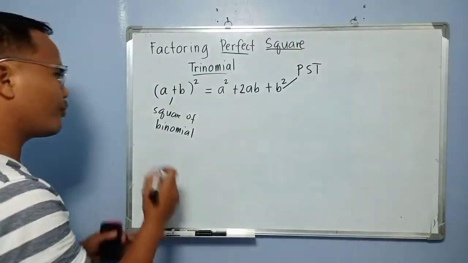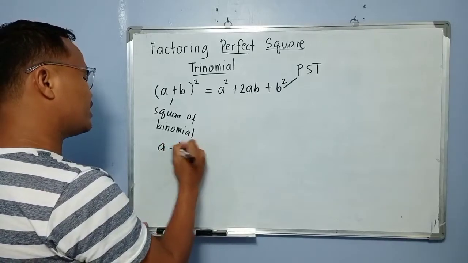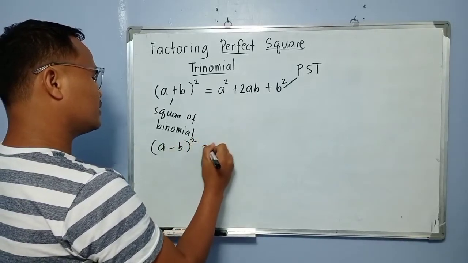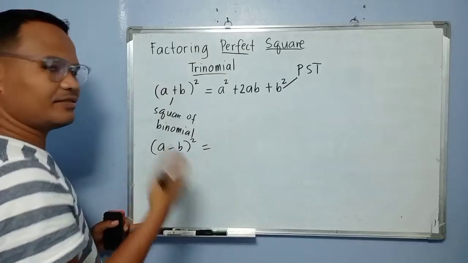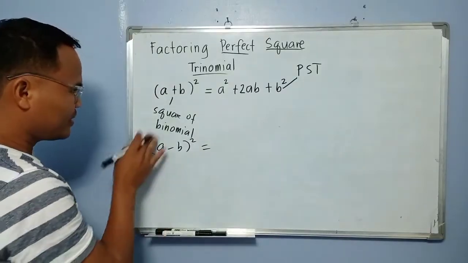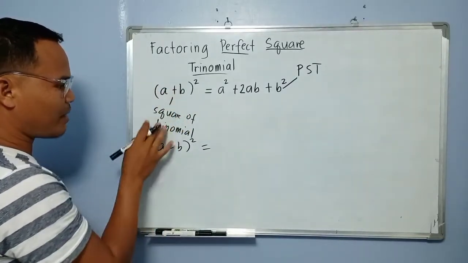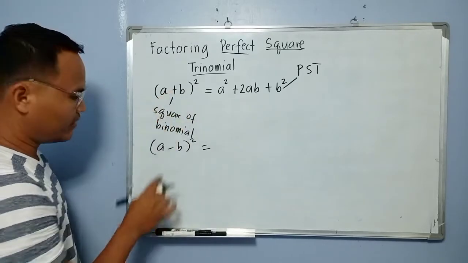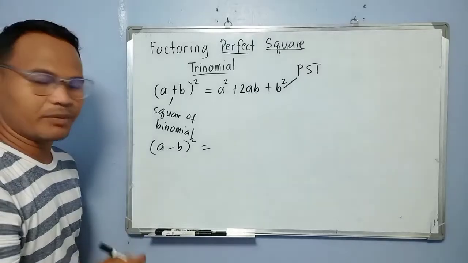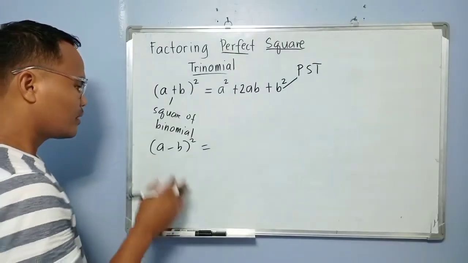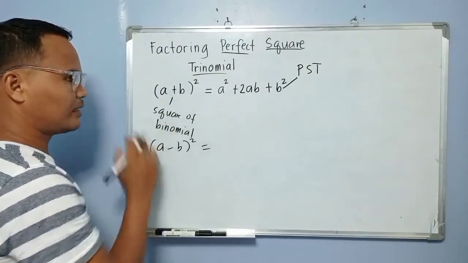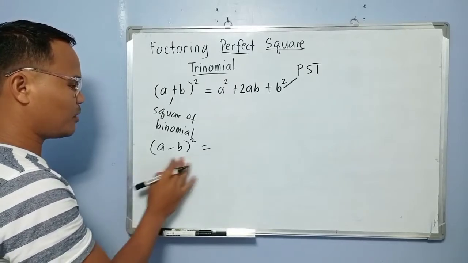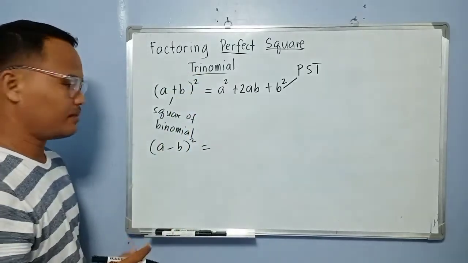If we have a minus b quantity squared, this is again a square of a binomial. It is the same thing as the previous one, but the difference is the operation in between. As I said, the process is the same. We can express this as a perfect square trinomial.